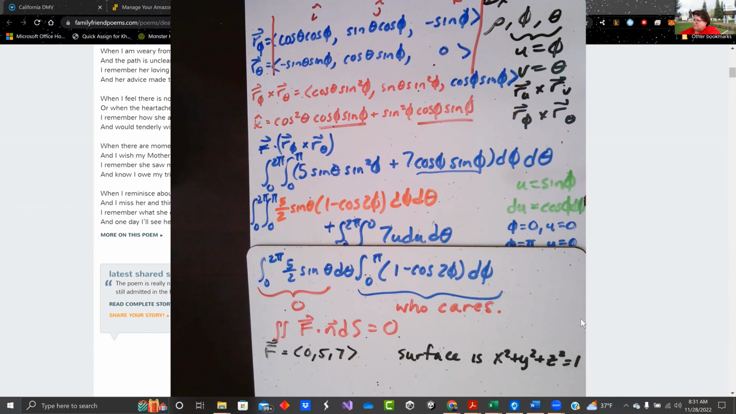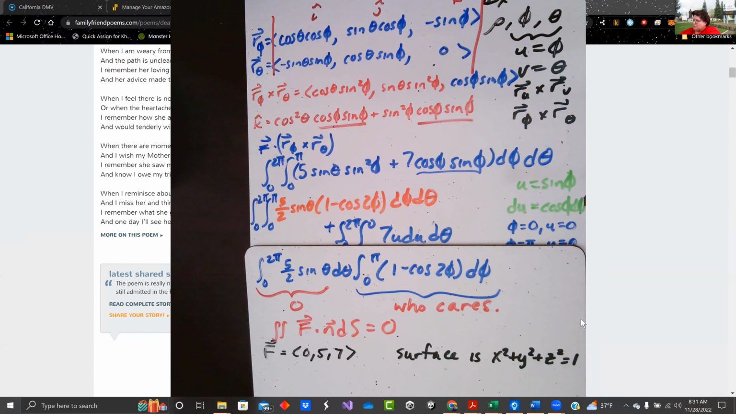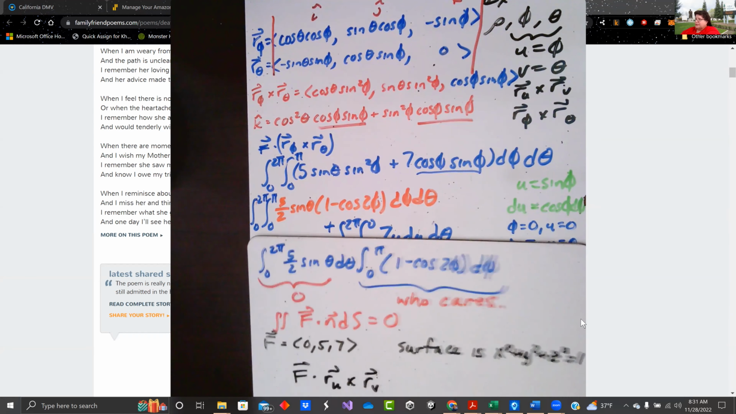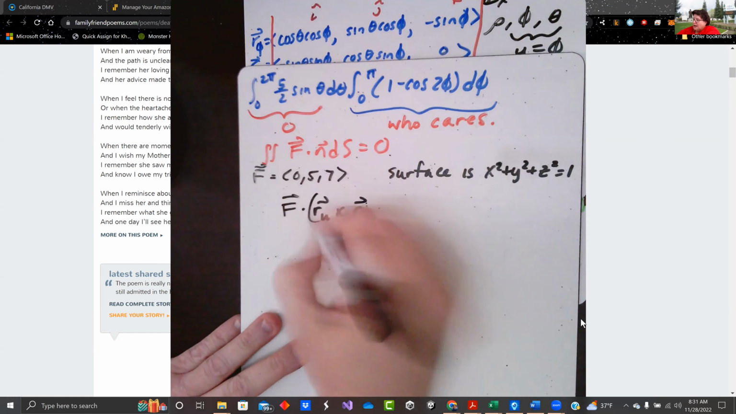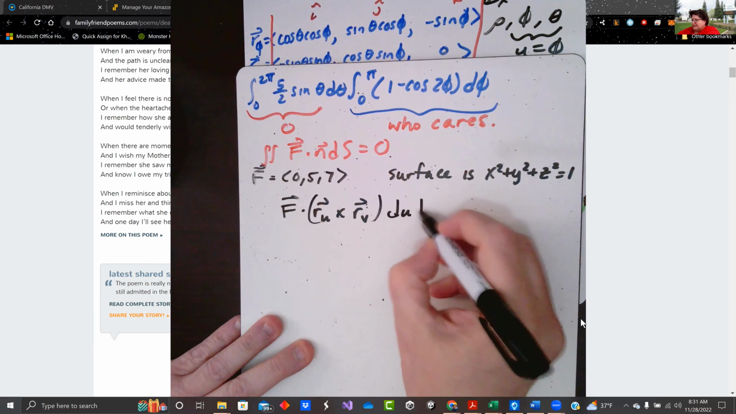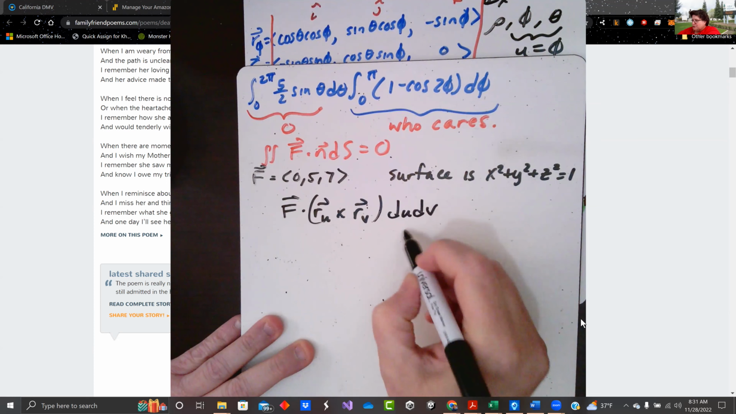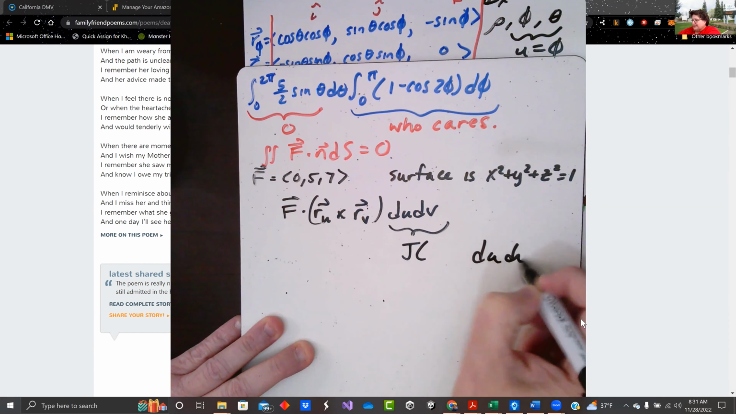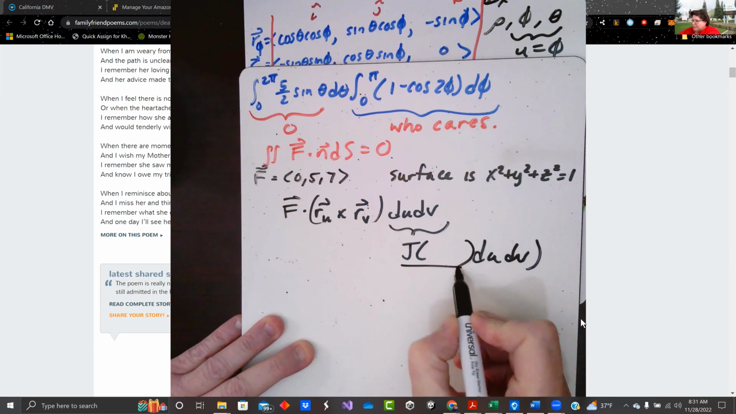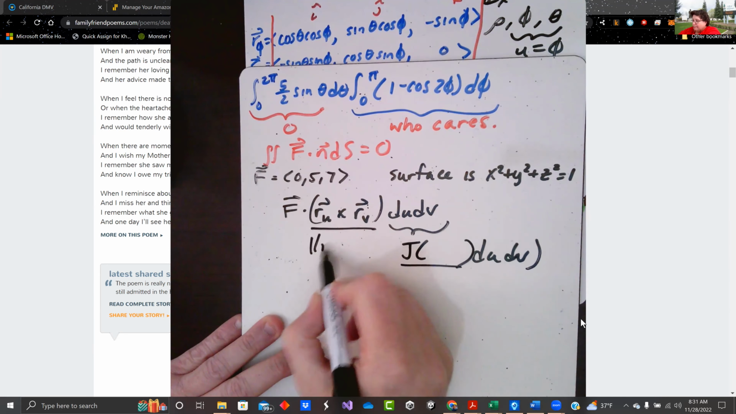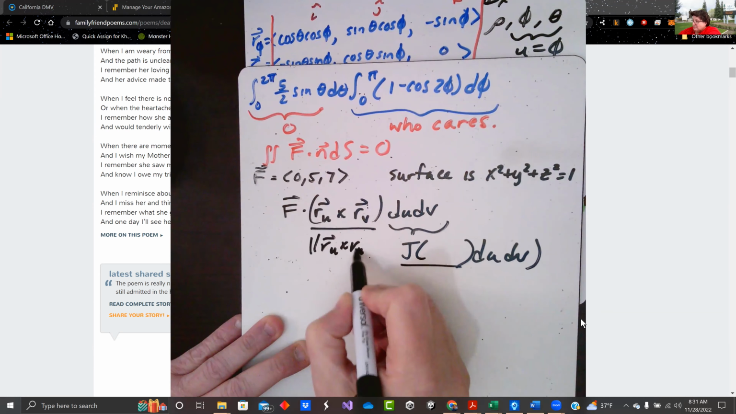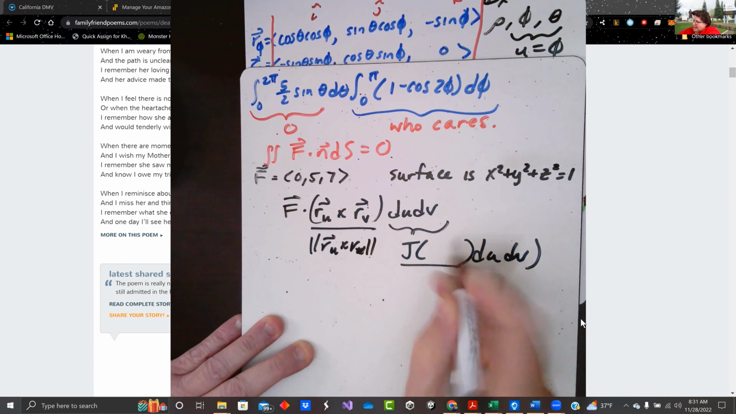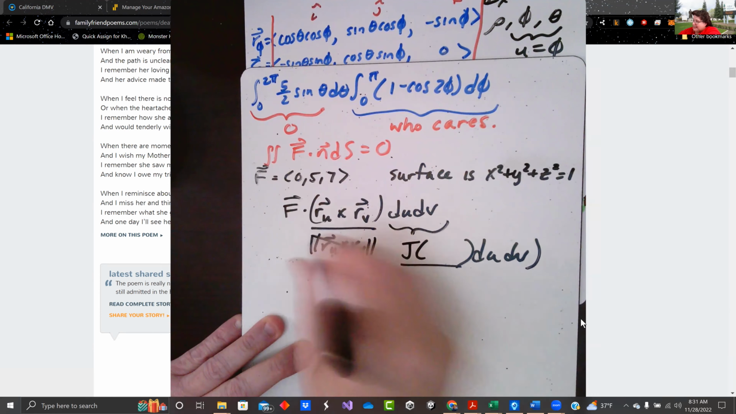No, when you end up doing it this way with F dotted with r_u cross r_v, let me put this up here and discuss it. And you've got du dv. When you do the du dv, you also have the Jacobian in there. And that part of the Jacobian cancels out with the norm. This part is on top and this part is on bottom and they cancel each other.